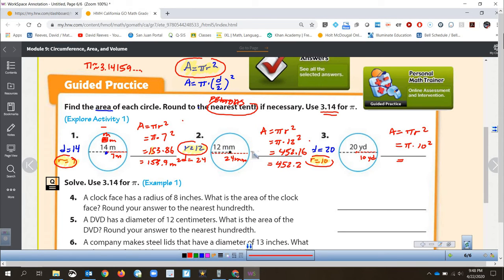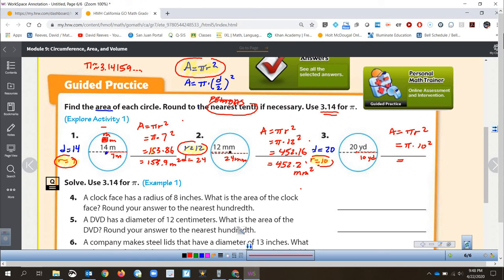This time my units are millimeters, but remember, when you find area, they are squared. That's not great here. It's mixing up with my radius. So I'm going to put it right below here. 452.2 millimeters squared, or square millimeters. That's the area of this circle.